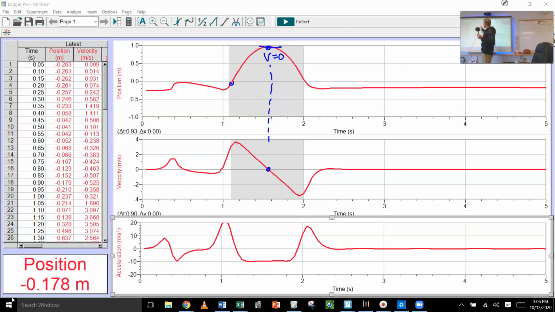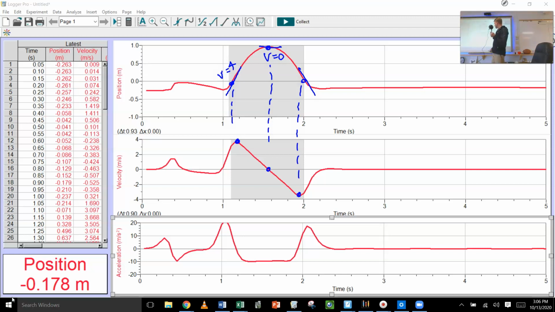Look over here. The slope of that line looks like it's probably around 4. And then if you look down here, the velocity is 4. And over here, the slope is probably around -4. So if you go down here, that's why the velocity is -4.